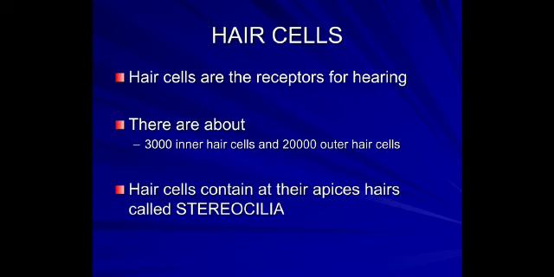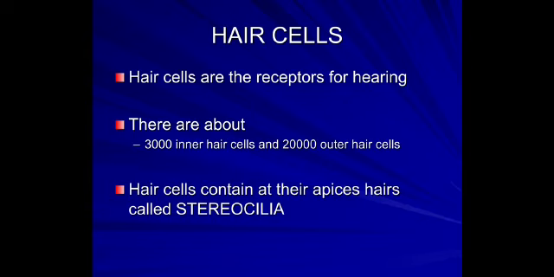So hair cells are the receptors for hearing. There are about 3,000 inner hair cells and 20,000 outer hair cells. The inner hair cells are mainly involved in auditory perception and discrimination. The outer hair cells are believed to control the sensitivity of the inner hair cells to sound. Both inner and outer hair cells contribute to integrated responses in auditory afferents.